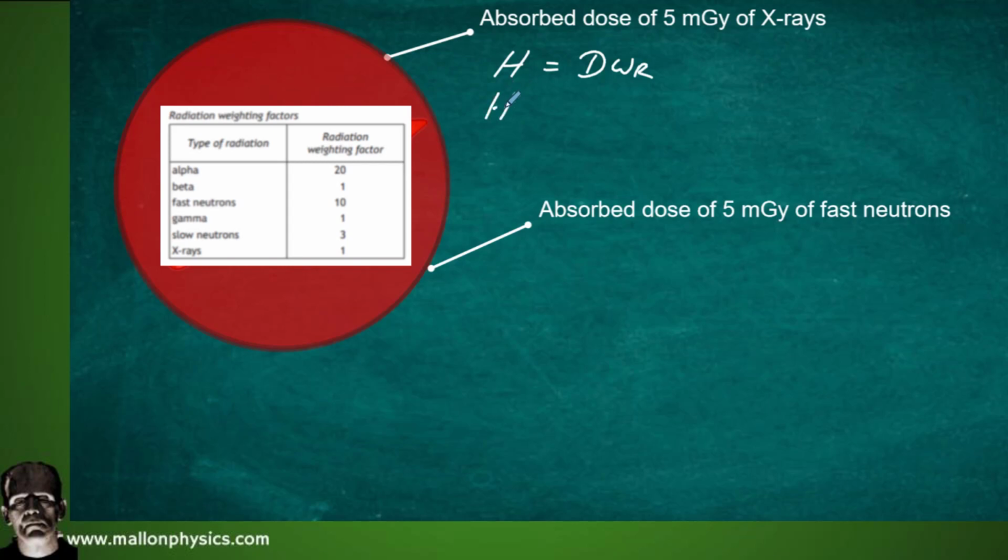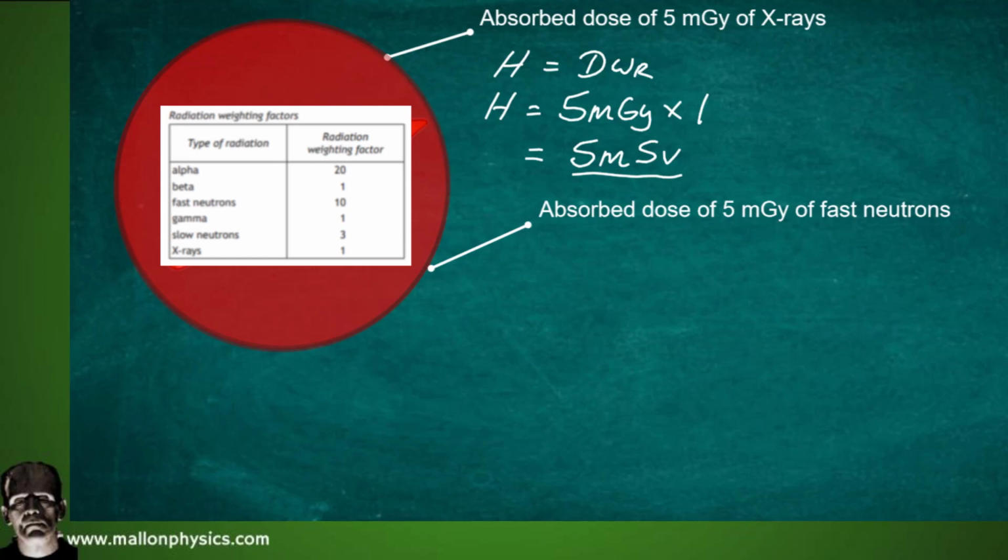So H is going to equal the absorbed dose, 5, and we'll keep the milligrays the way it is, and multiply it by the radiation weighting factor for X-rays, which we find according to the table is a value of 1. So we multiply by 1. So therefore we have the dose equivalent due to the X-rays as 5, keep the milli in, but the greys become sieverts. So there's our dose equivalent for the X-rays, 5 millisieverts.